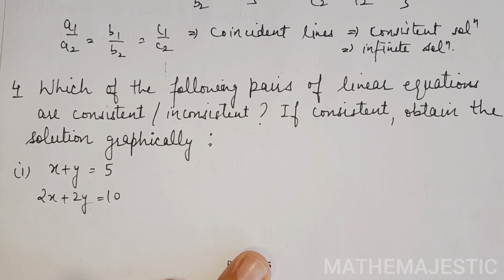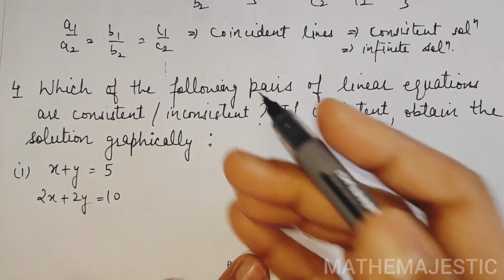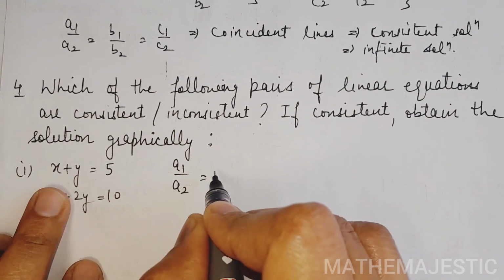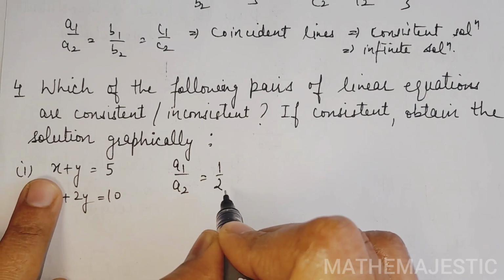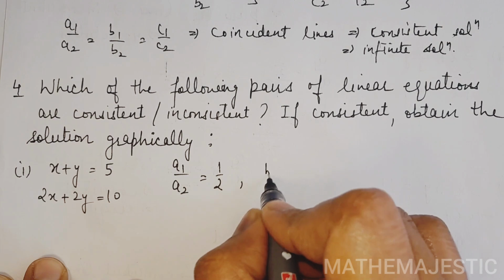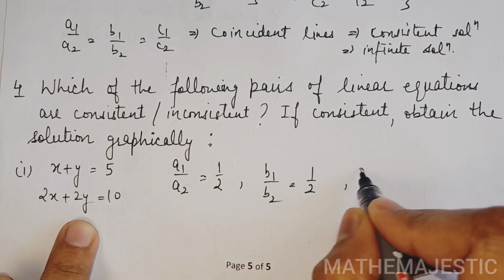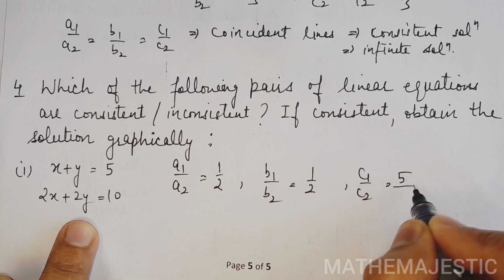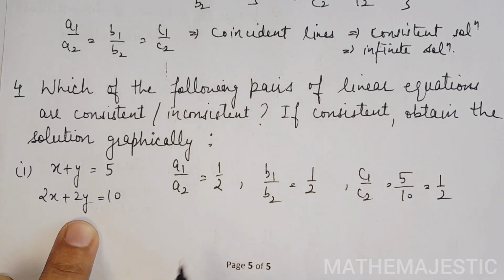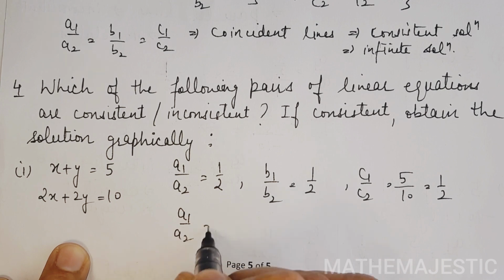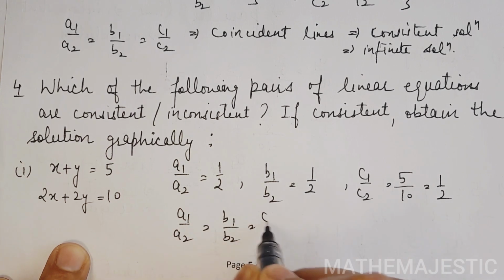So first we have to check whether it is consistent or inconsistent, like question number 3. So here again we will compare the ratios. A1 by A2 is 1 by 2 here. The coefficient of x is not given, so it is 1. B1 by B2 is 1 by 2 again. C1 by C2 is 5 by 10, that is again 1 by 2. So all the ratios are equal here. A1 by A2, B1 by B2 and C1 by C2.